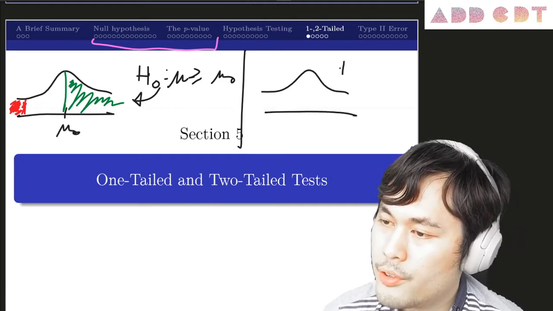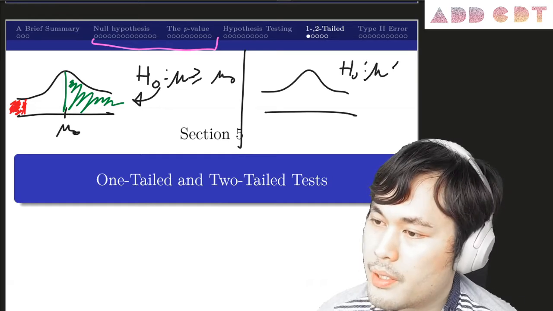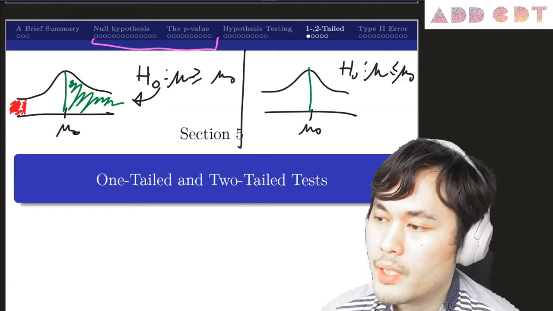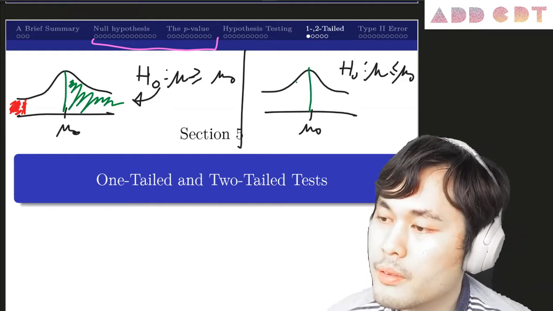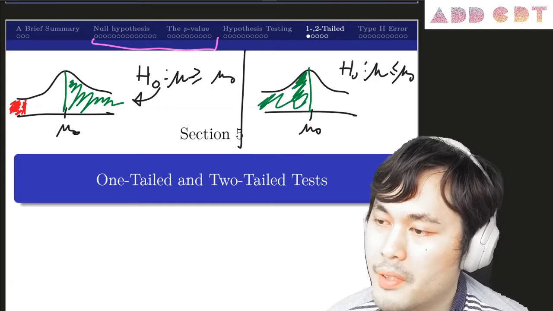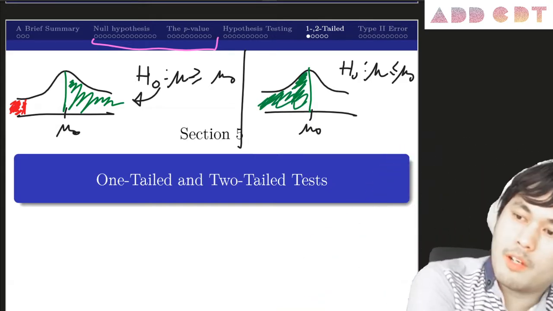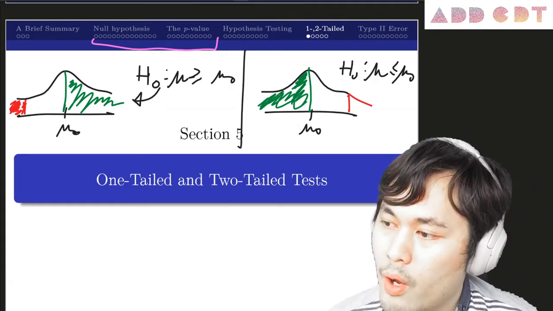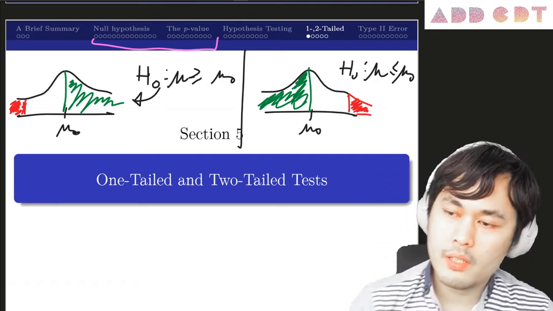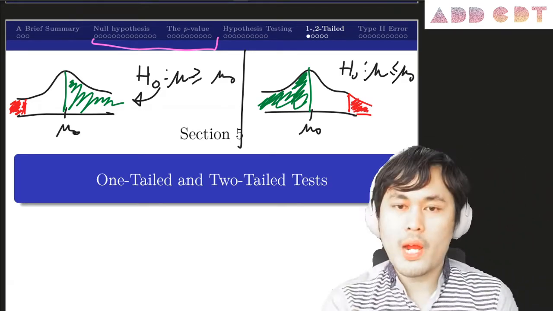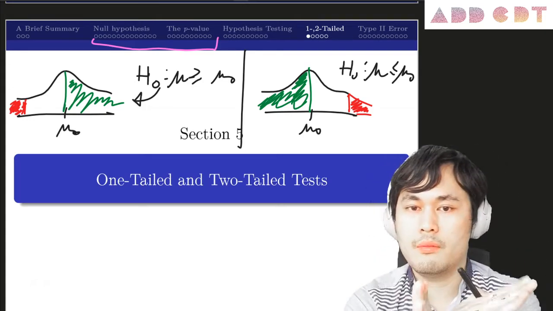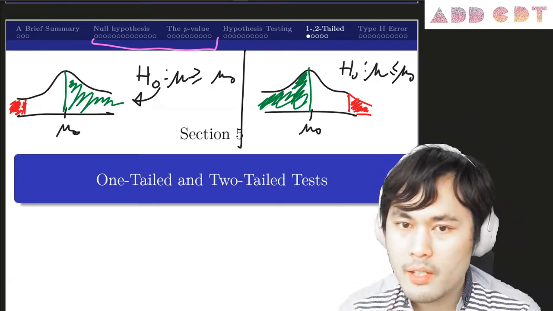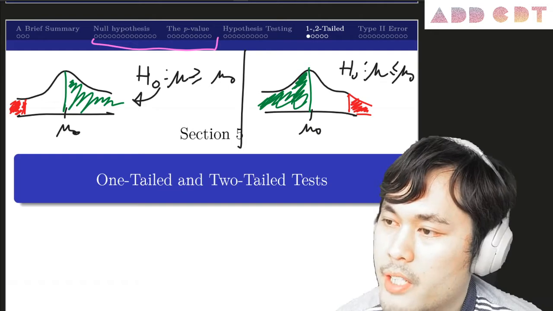Now, if the original statement is that mu is less than or equal to some value, mu null, and in this case, this is what we worked on for the previous example. We believe this is true. We believe that the average is to the left of this point. That means we will reject our null hypothesis if the values are too high. We believe it's small, but if it's a little bit too high, then we still believe we are correct. If it's way too high, then we will reject H null.